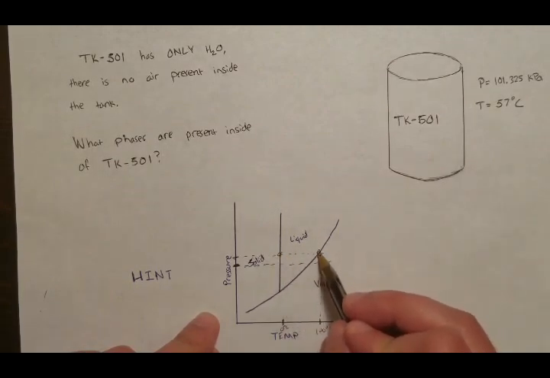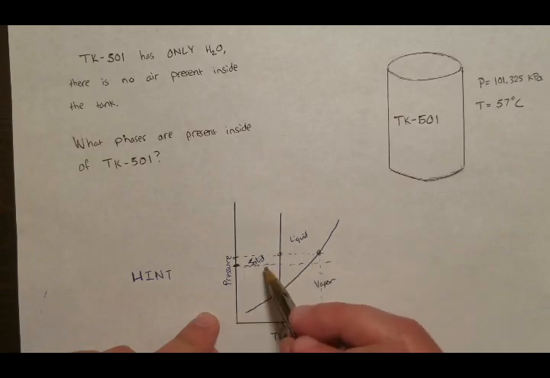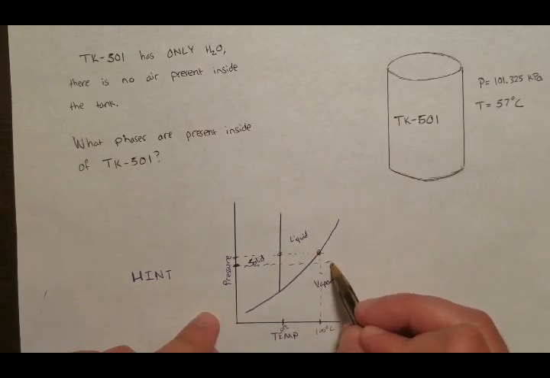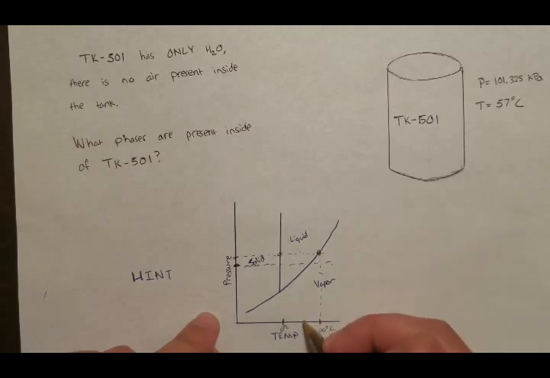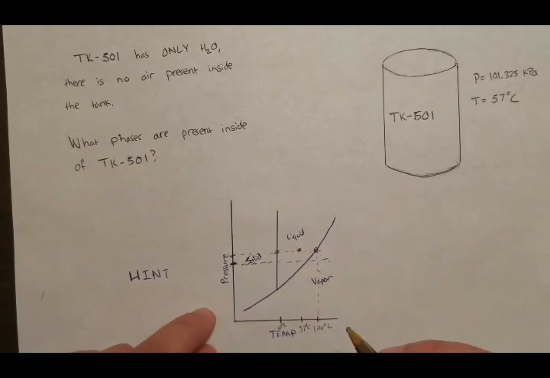At these two points, you can have both solid and liquid present, or liquid and vapor present. So if you're at 57 degrees Celsius, somewhere right in the middle, then you'll be in the all-liquid region.